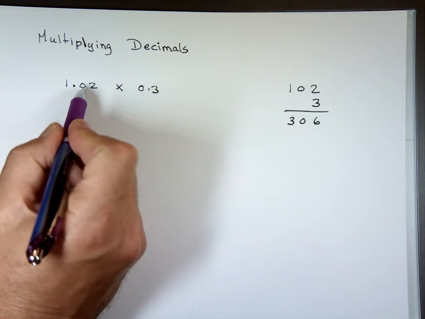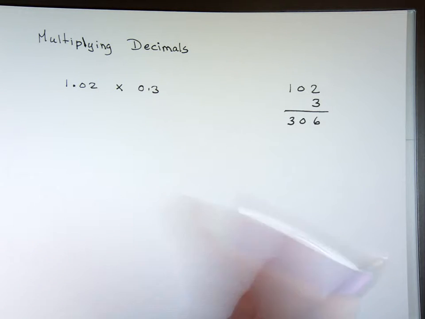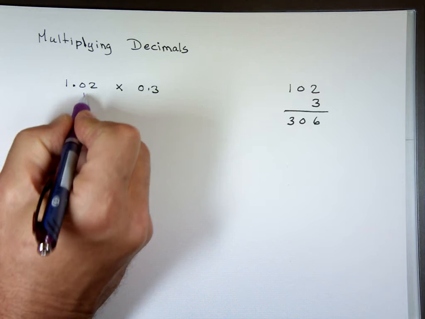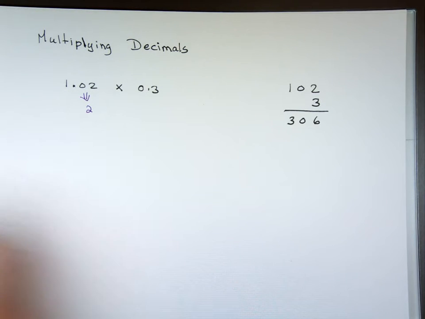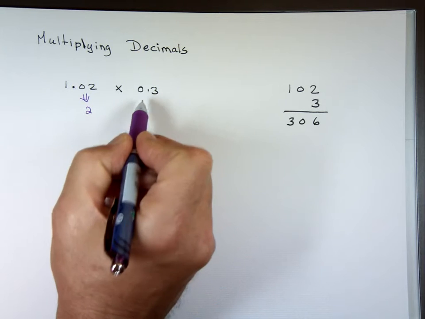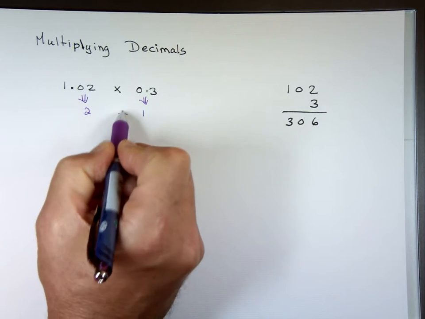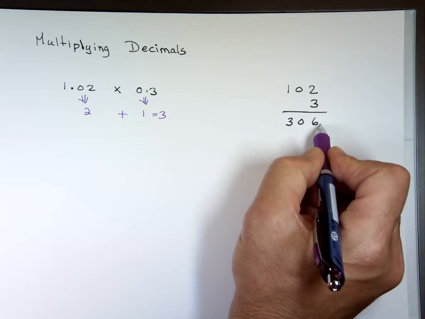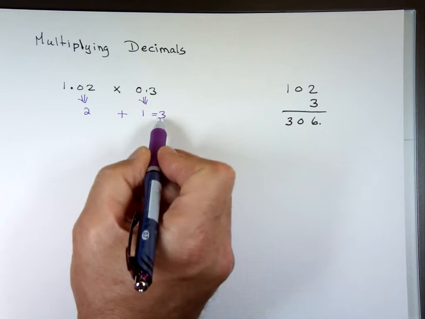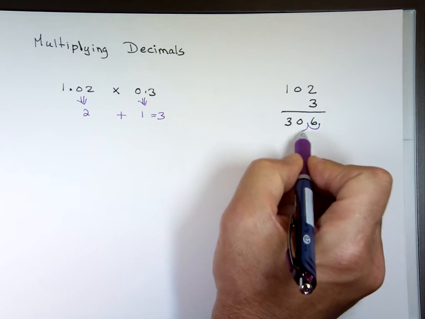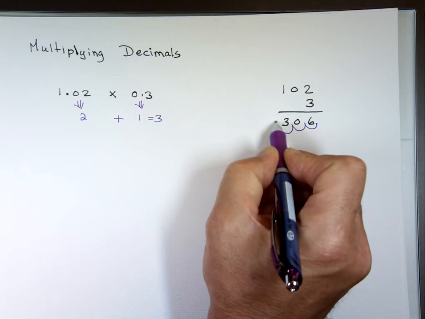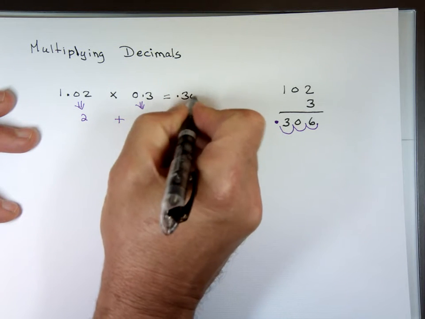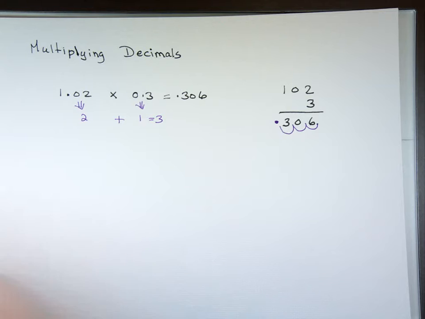Now let's count. How many digits do you have to the right of the decimal point? To the right of the decimal point. I don't care about the left. This one, how many digits to the right of the decimal point? 2 of them. The 0 and the 2. How many digits to the right of the decimal point here? 1. Let's add them. What's 2 plus 1? 3. Start from the end and move your decimal point how many places? 3 places to the left. 1, 2, 3. And there's your decimal point. So what's the answer? 0.306.